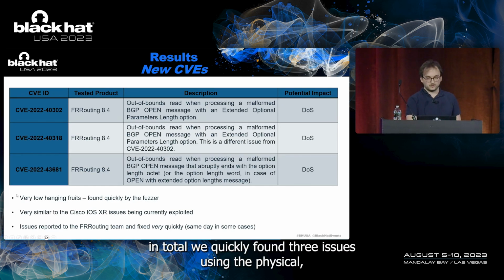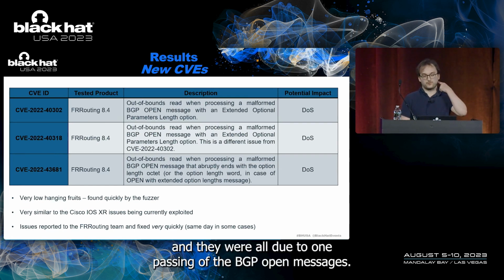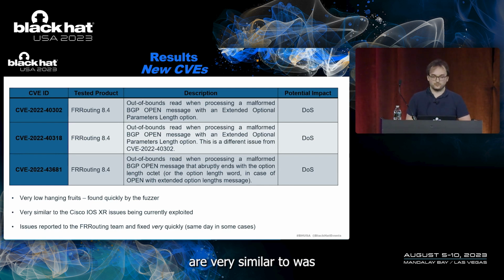So in total, we quickly found 3 issues using the fuzzer, and they were all due to wrong parsing of the BGP open messages. What is interesting to mention is that these issues are very similar to other vulnerabilities that were previously found in the Cisco iOS.